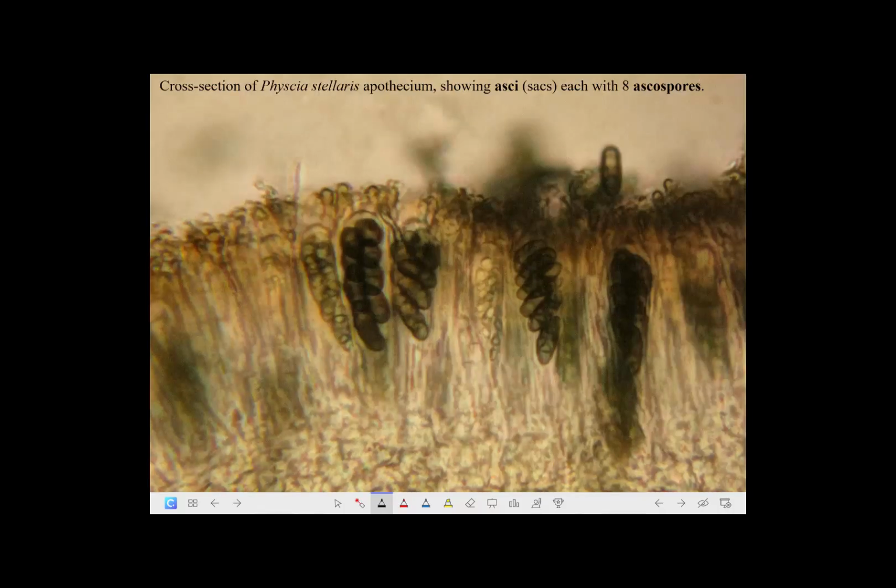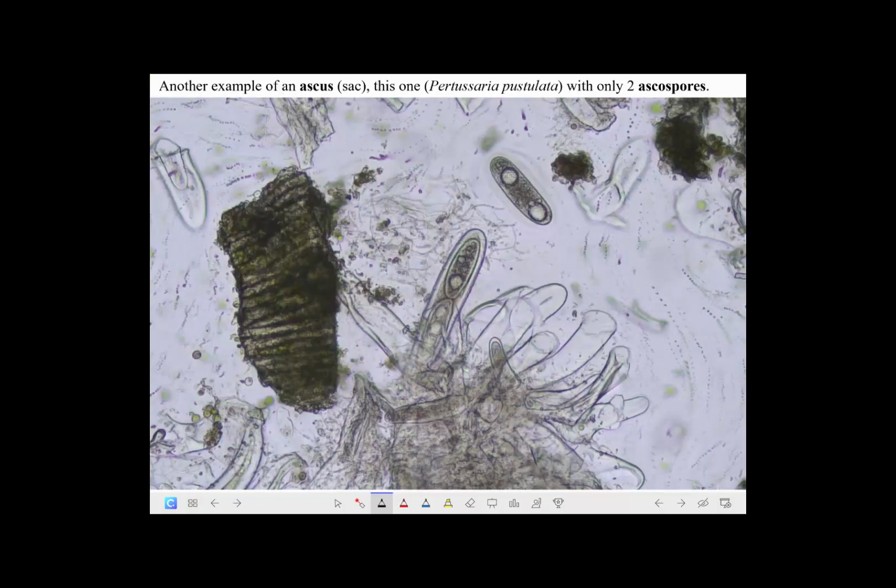Here's a cross-section of that very same lichen, or one of the same species, showing the asci. We see about 8 or 10 here. And the beautiful, in this case, really dark spores, 8 per ascus, which is the typical number.